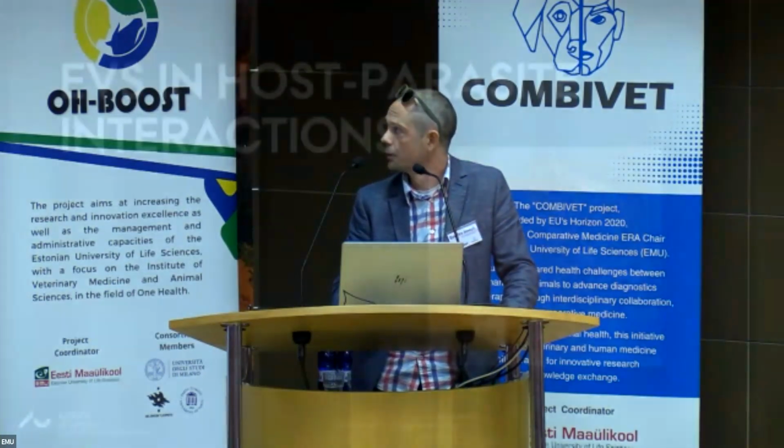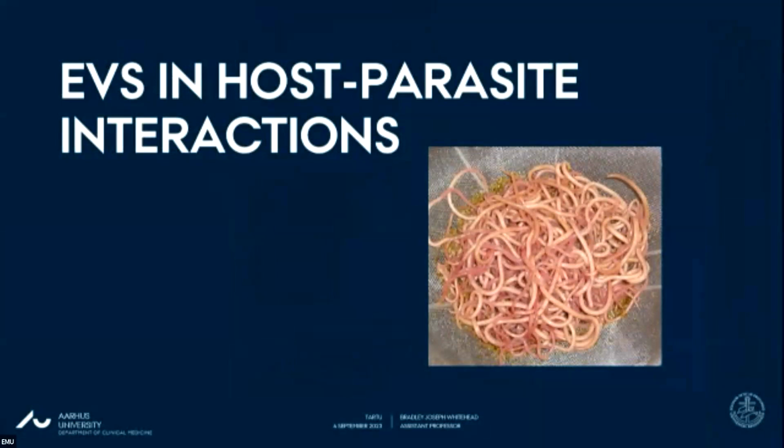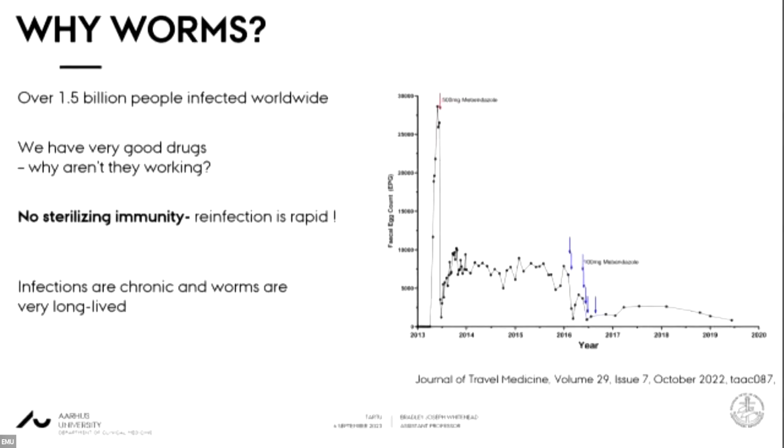We're going to talk about helminths, so parasitic worms. Here we have some Ascaris suum that we commonly work with. These are the giant roundworms. They're quite large. So why worms? There are over 1.5 billion people still infected worldwide. We have very good drugs, as you can see on the graph. A 500 milligram mebendazole treatment reduces the eggs per gram significantly, but there's no sterilizing immunity against helminths, so reinfection is rapid. As soon as we stop giving the drugs, people become reinfected.